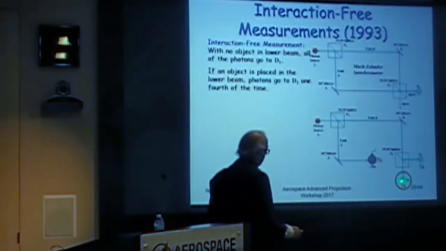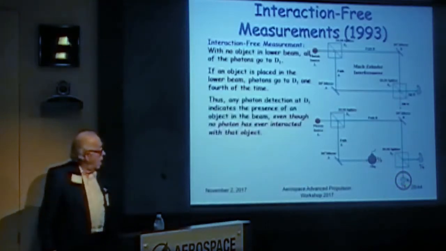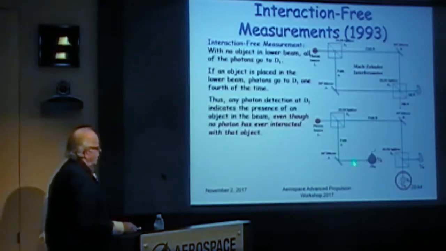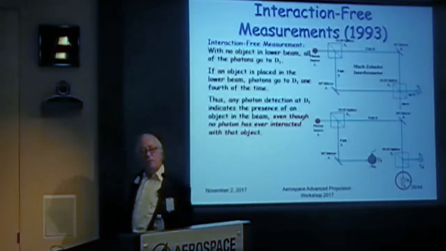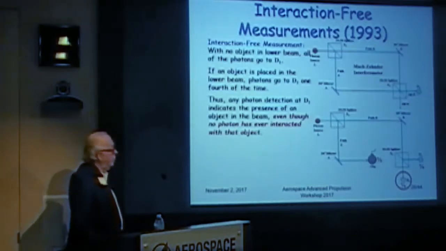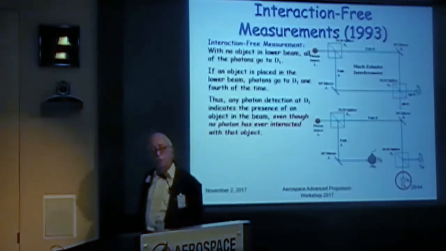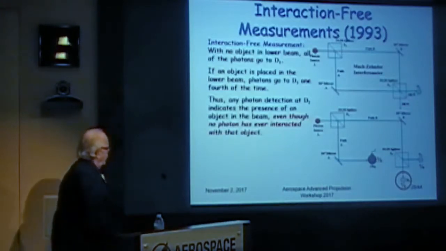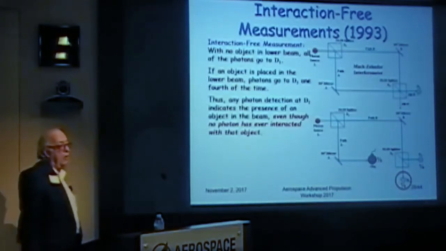So they focus on the events in the dark detector, and they point out that when you get a count here, it means that there's an object blocking this path, even though no photon has ever interacted with that object. So you're detecting the presence of an object without having it even touched by a photon, 1/4 of the time. And there are also ways of jazzing this up so you can make that ratio a lot higher than 1/4 if you use what's called the quantum Zeno effect. But anyway, the main point is you can detect the presence of an object without ever having a photon interact with it.